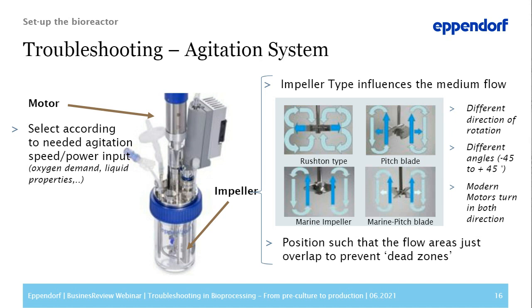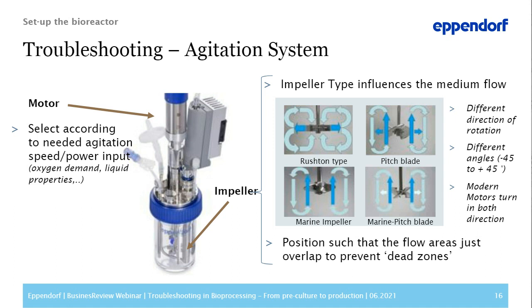downwards. So therefore, when you're positioning these blades on the impeller shaft, in case of the glass vessels, it's important to know which direction your impeller will be turning, clockwise or counterclockwise. Now, the idea is to position these impellers in such a way that the flow areas will overlap and not lead to any dead zones within the vessel. So you want to maintain uniform agitation and flow in your vessel.